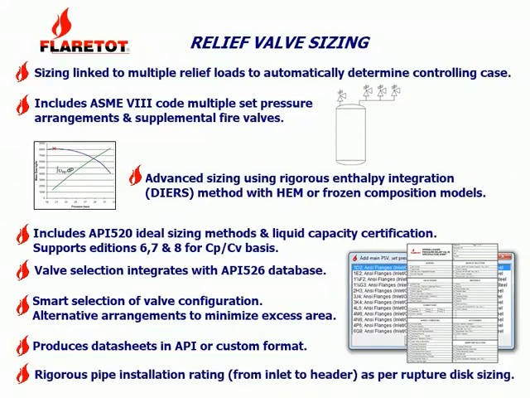The relief valve installation piping can be rated from the inlet to the header, using rigorous Dyer's and other methods, as we presented in the rupture disk module. This allows both the relief valve inlet and tailpipe to be checked for allowable pressure drop. Losses outside acceptable limits are reported, and the pressure profile can be viewed to identify bottlenecks. A separate profile is allowed for the main and supplemental fire valve, if present.